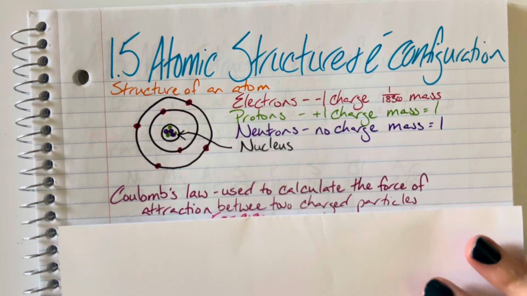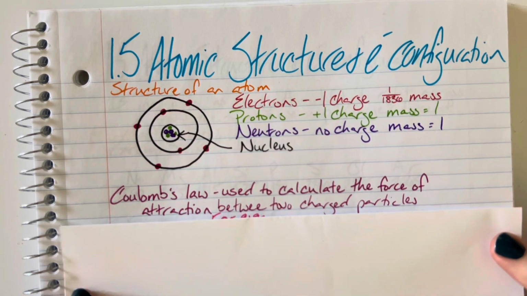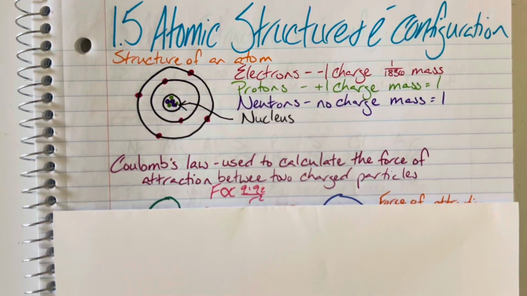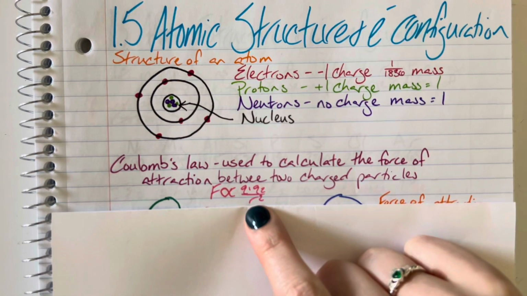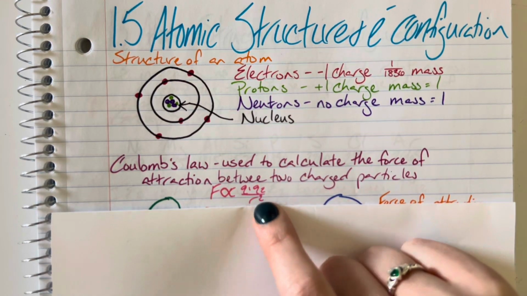Coulomb's law is going to be the main focus for a lot of the interactions that we're going to see within the periodic table and within each atom. Coulomb's law is going to calculate the force of attraction between charged particles. This is Coulomb's law. So force is going to be proportional to the charge of particle 1 times the charge of particle 2, divided by the distance between those charged particles squared.